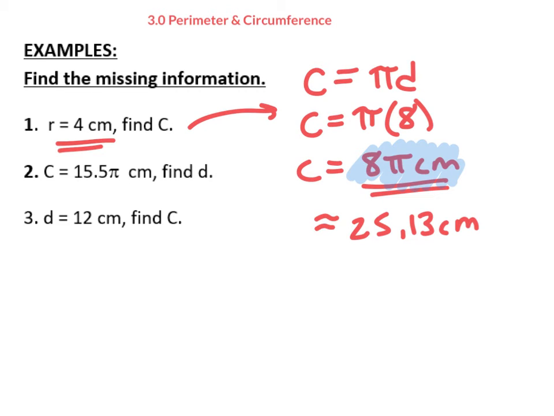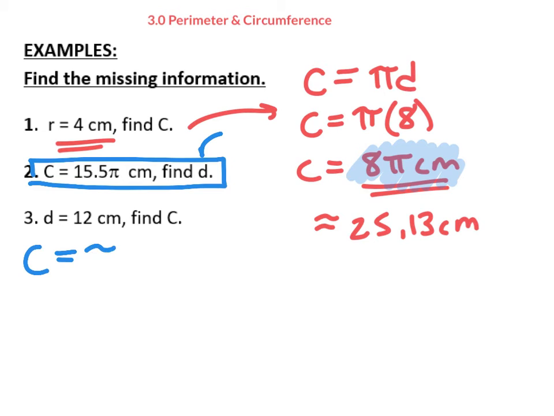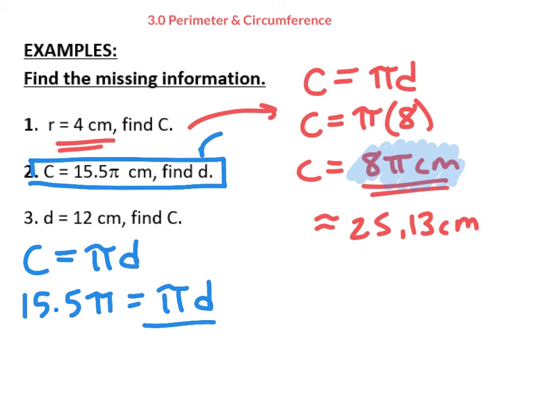In the next one, you'll see that it gives us the circumference and wants the diameter. That's kind of like working backwards. Circumference is pi times diameter. They give us that it's 15.5 pi equals pi times diameter. And guess what? Let's solve for d. So we divide both sides by pi. And it turns out that there's our answer there. The diameter would just be 15.5.